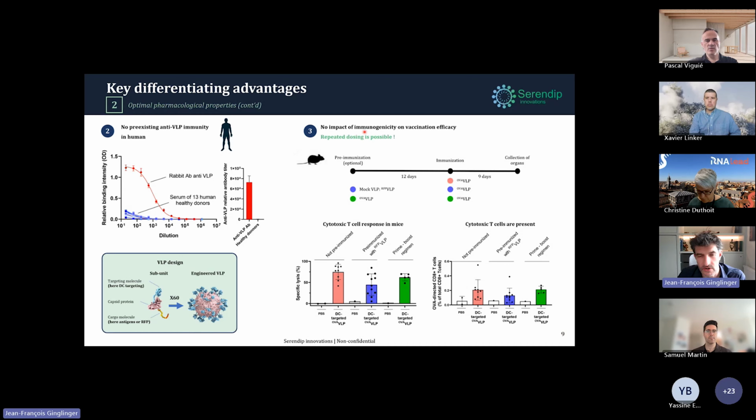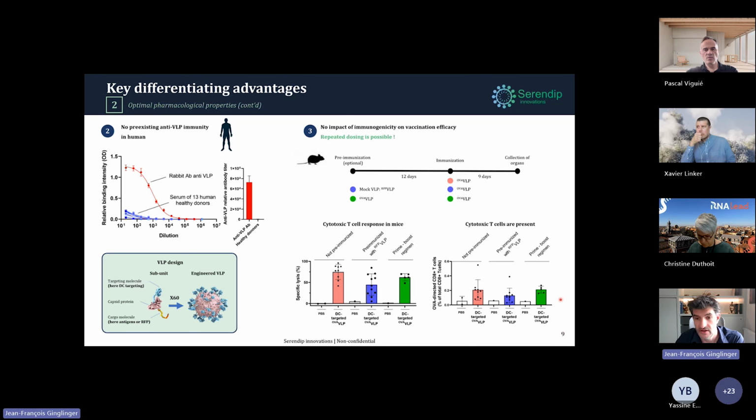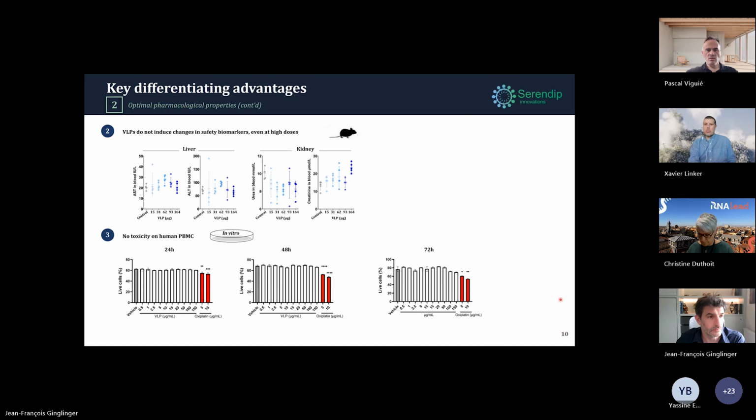But what we wanted to show here is that there is no impact of the immunogenicity of the body against the VLP itself on its efficacy, dosing after dosing. So in this one, especially the green group, we repeated the dosing and that allowed it to maintain antigen efficacy. And lastly, in the pharmacological properties, we showed that it has a very safe profile in terms of safety biomarkers and also on the toxicity on human PBMCs as well.